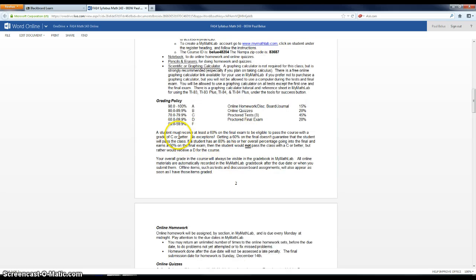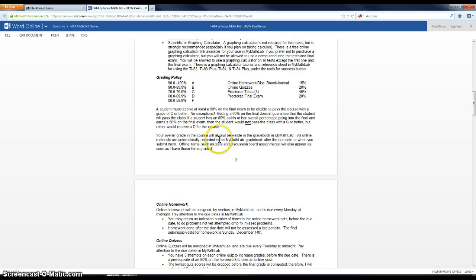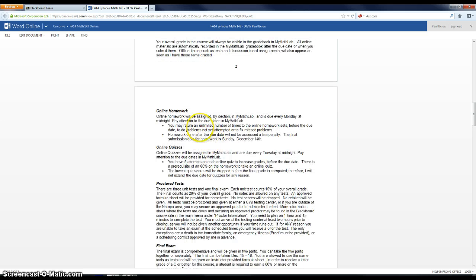This is important here. In order for you to receive a C or better in the course, you must get at least a 60% on the final exam. Your overall grade will always be visible in the grade book in My Math Lab, not the grade book in Blackboard. So make sure that's where you go to find out what your overall score is: the grade book in My Math Lab.